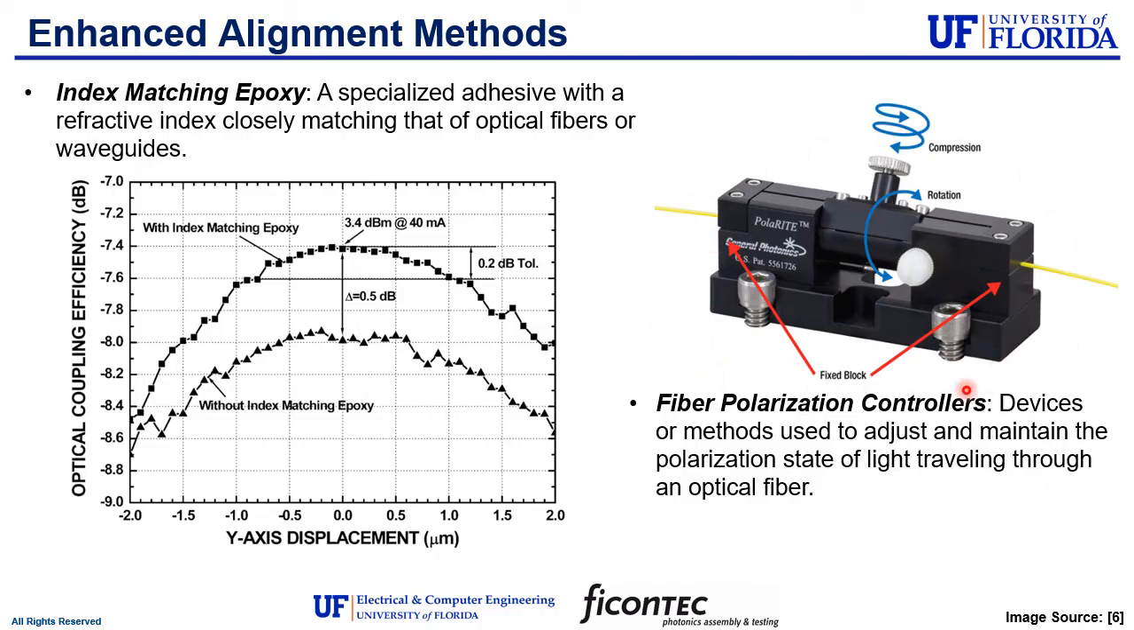polarization controllers can be used to improve the consistency of light traveling through the optical fiber, increasing transmission quality. Polarization control is especially crucial in high-speed optical communications because it helps minimize signal distortion and reduces bit error rates. This becomes particularly important in advanced modulation formats where maintaining signal integrity is critical for achieving those higher data rates.